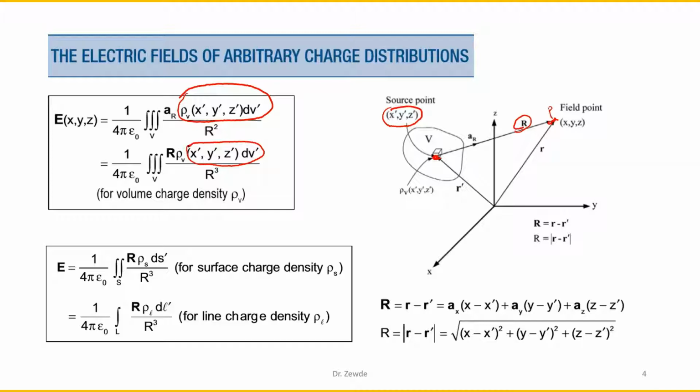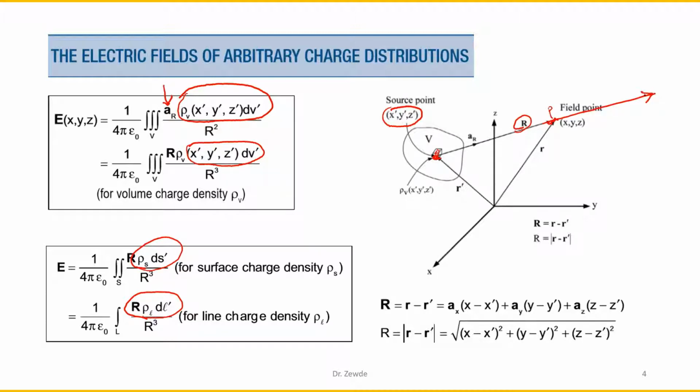So if we have a volume charge distribution, we have dV. If we have a surface charge distribution, we have ds. If we have a line charge distribution, we have rho L. And the other thing is, if you see here, this is AR. That always goes along the direction of the line between the source point and the field point. Due to this dq, the electric field line will be along this direction.